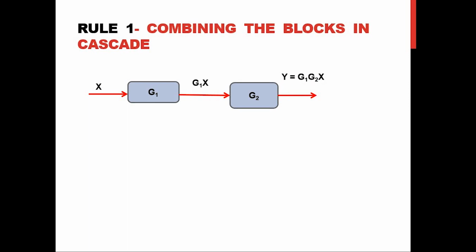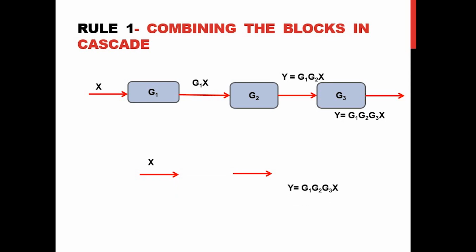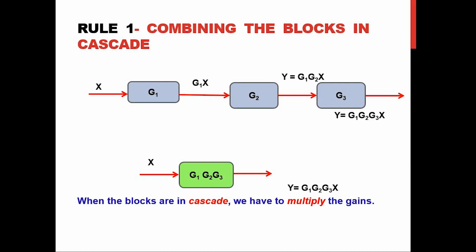Now we can see here we have two blocks in cascade combination. My input is X, and the output I need is Y equal to G1 into G2 into X. So I have to insert only one block between this input and output. The value of that block should be G1 into G2, the product of the two gains. Suppose I have three blocks in cascade, G1, G2 and G3. Then my output will be Y equal to G1, G2, G3 into X. In this case, my output is not G1, G2, X; it is G1, G2, G3 into X. So my block should be G1, G2, G3. So the inference from rule 1 is that when the blocks are in cascade, we have to multiply the gains.